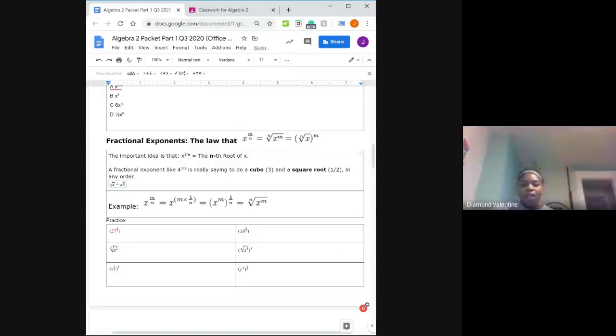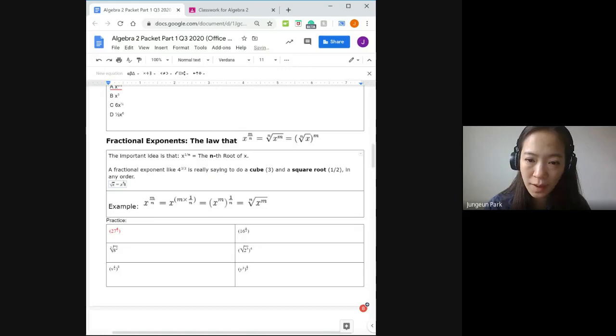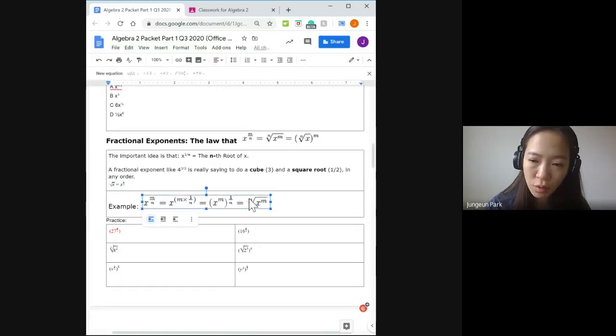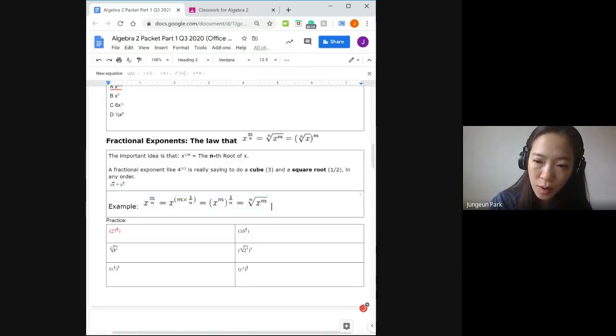Okay? And so it's vice versa. Here's the example, x to the m over n power. Then you can change it into the nth root of x to the m. So this exponent right here becomes the numerator, and the nth root, this number outside, becomes the denominator of the exponent. Okay?